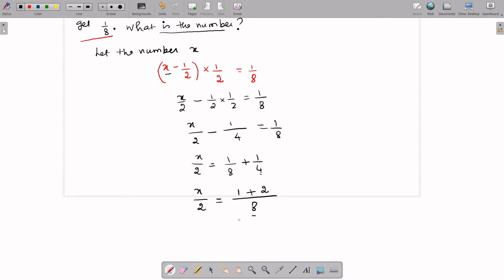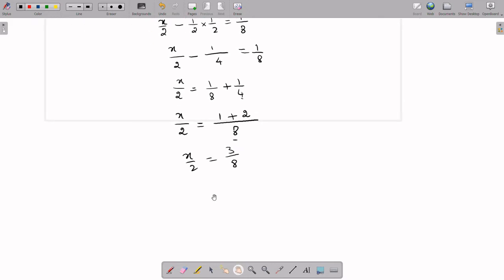So we have x by 2 is equal to 3 by 8. Then x is equal to 3 by 8 into 2, taking the 2 to the other side. Here the two terms get cancelled, 4 times 2 is 8. So x is equal to 3 by 4. So the required number is 3 by 4. That is our answer. Is that clear? We will pass on to the next problem.